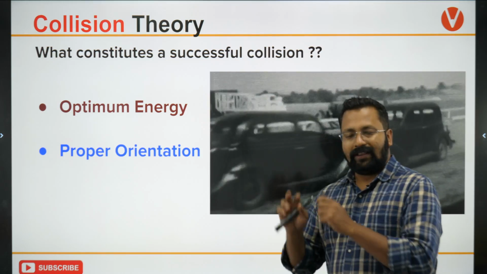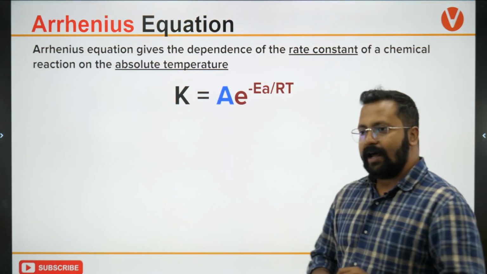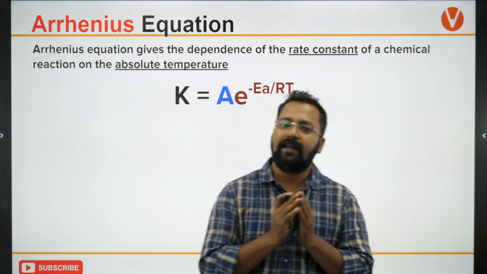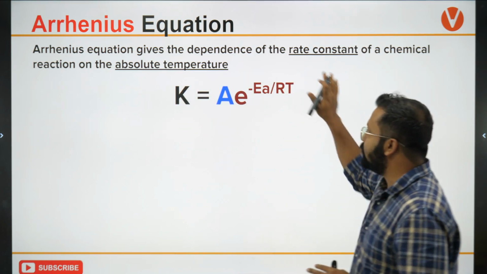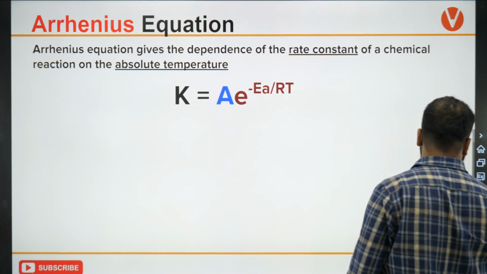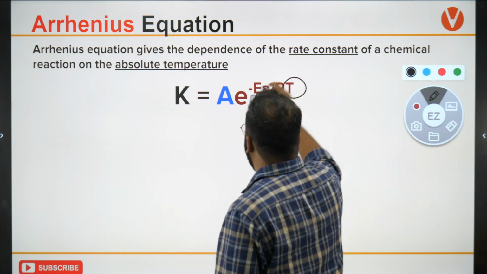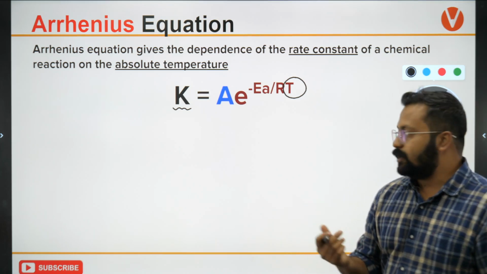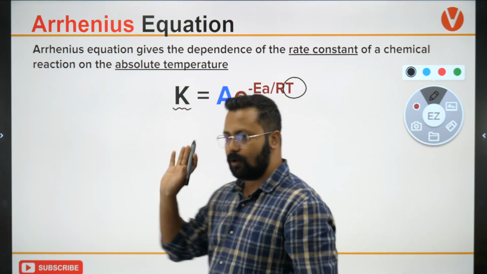With that in mind, let's move on to what is the Arrhenius equation. The Arrhenius equation gives us the mathematical relationship between the rate constant and the temperature at which the reaction is being performed. If we look at this equation, we can see that there is temperature over here and there is rate constant. So the mathematical relationship between the rate constant and temperature is given by the Arrhenius equation.